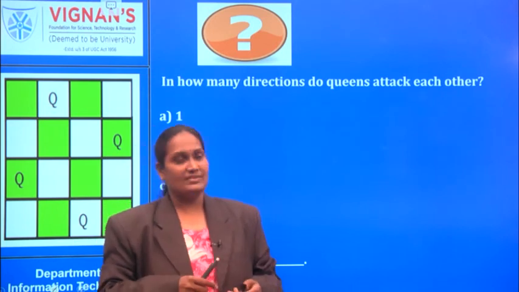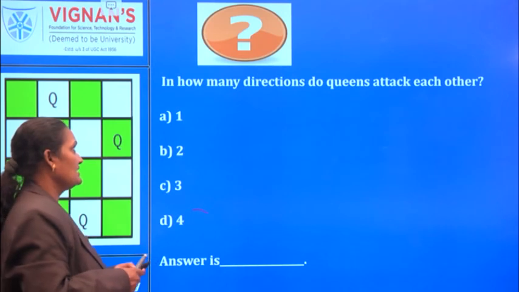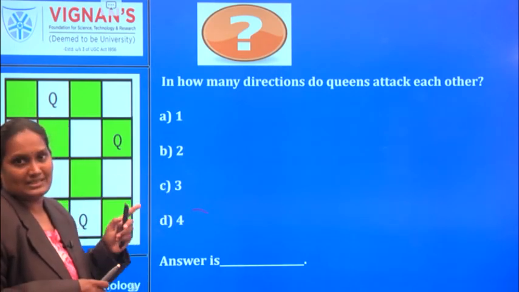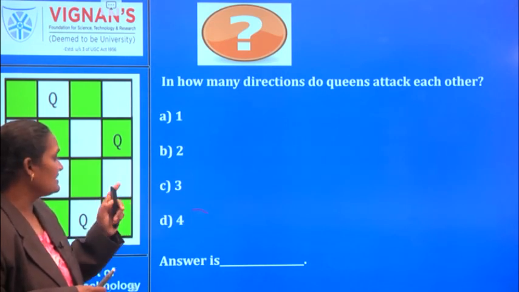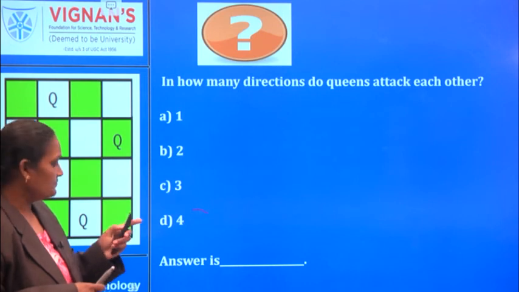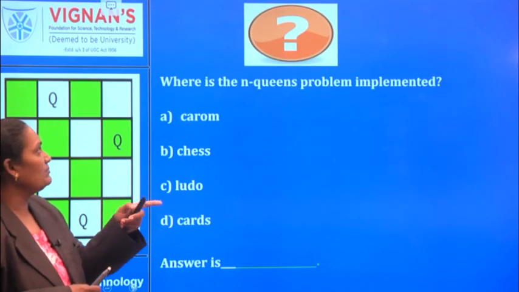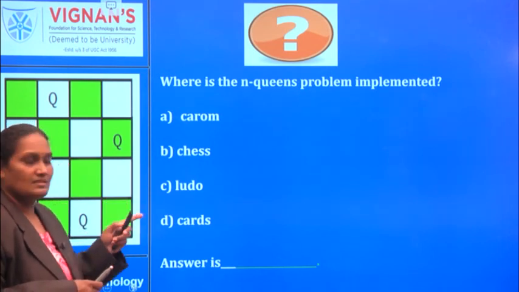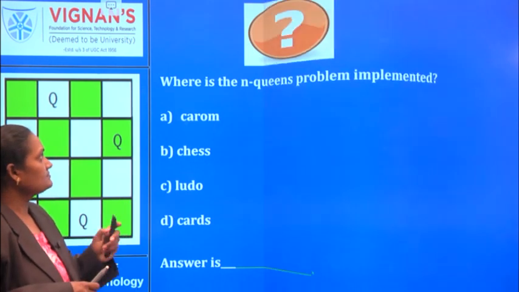To assess yourself, I have given some questions. Please answer these questions. The first question is, in how many directions do queens attack each other? Option A 1, option B 2, option C 3, option D 4. Second question is, where is the n queens problem implemented? Option A carroms, option B chess, option C ludo, option D cards.